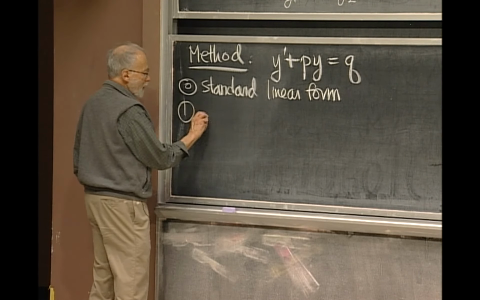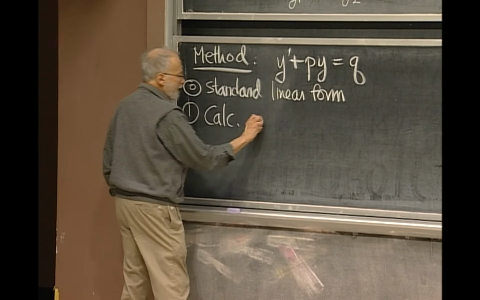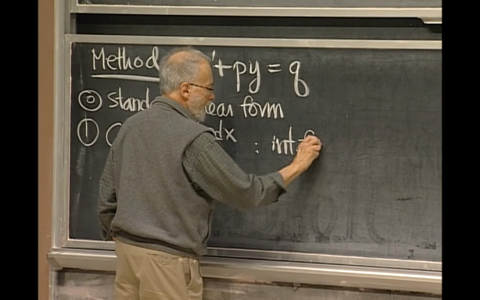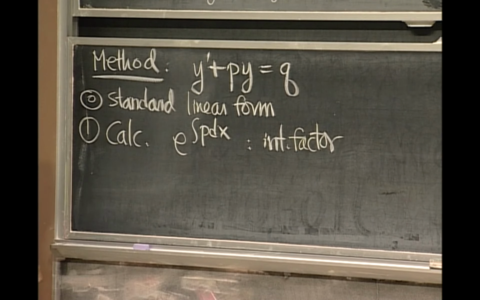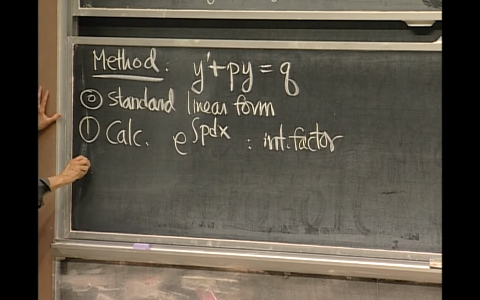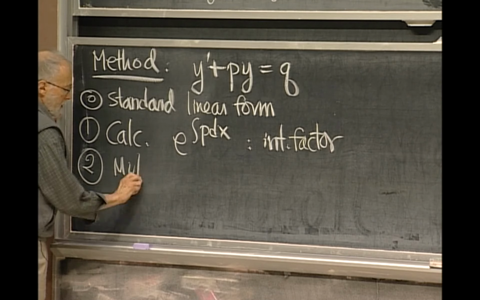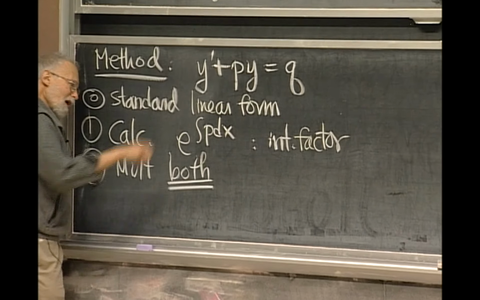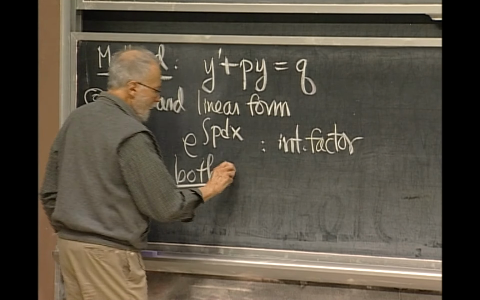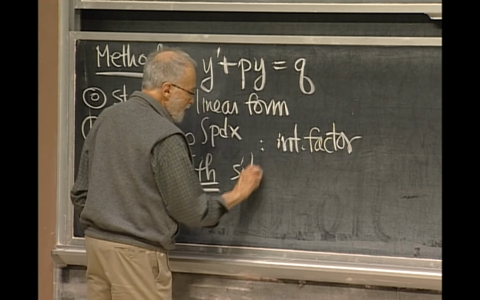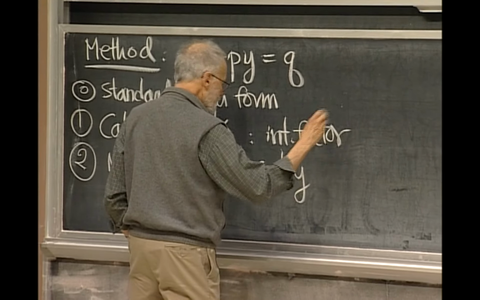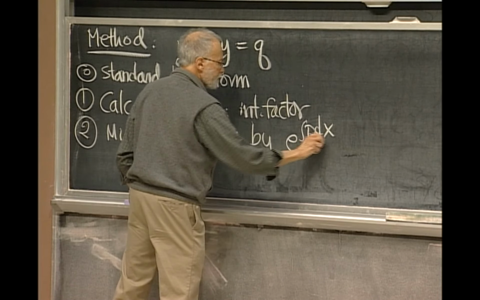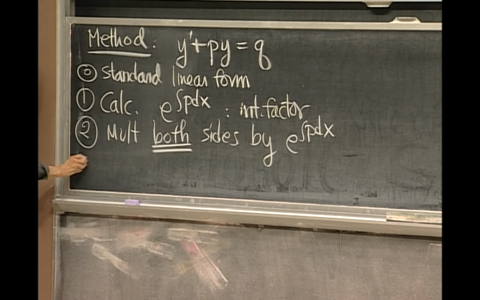Then find the integrating factor. So calculate e to the integral p dx, the integrating factor. And then multiply both sides. Underline that as many times as you have room in your notes. Multiply both sides by this integrating factor, e to the integral p dx. And then integrate.